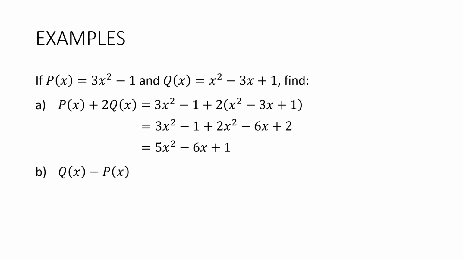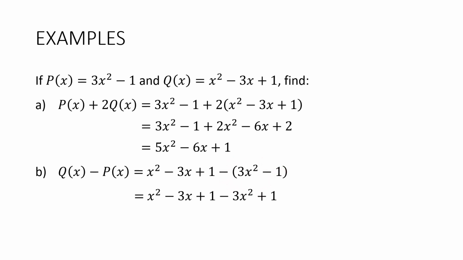Let's try subtraction. Q of x take away p of x. This time we're going to put p of x in brackets because there's more than one term. Expanding through here, we're going to end up with negative 3x squared plus 1. And tidying it up, we end up with negative 2x squared minus 3x plus 2.